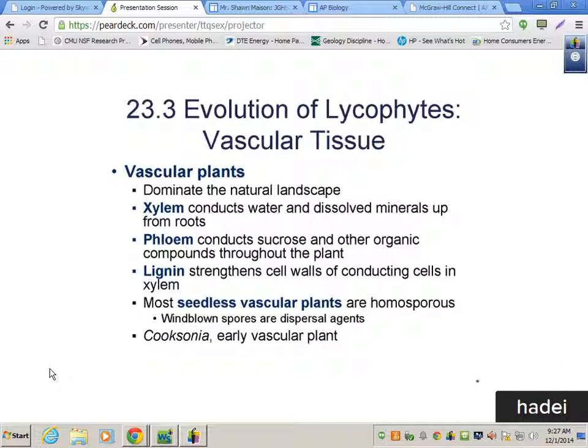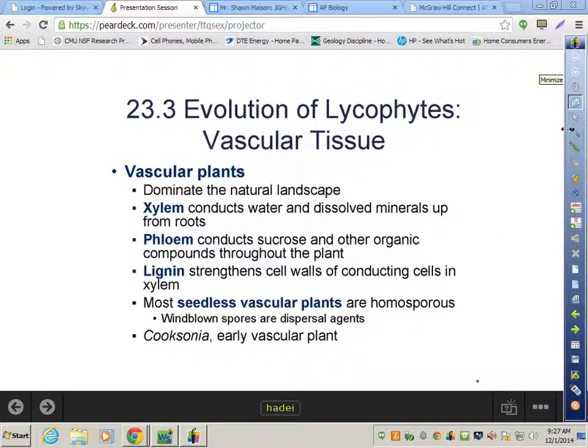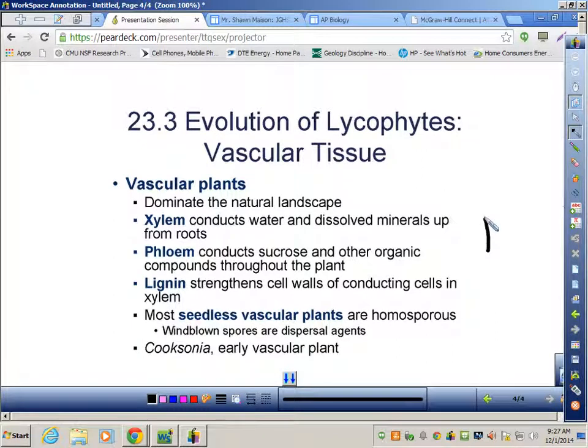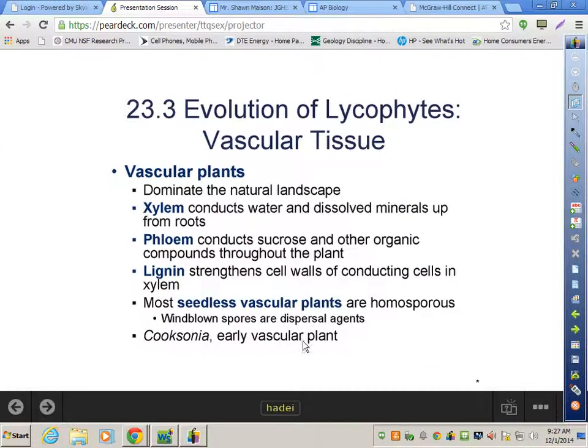Now, Cooksonia is an early vascular plant, and there are some fossils of Cooksonia, and it looks kind of like a branched tree. Of course, if I drew this, it's going to look awful, but I'm going to give it a shot. Cooksonia sort of branches off into these spore-forming structures, and there are pictures of this in your book. I am not doing it justice, I know. But we do have those fossils actually in Michigan.